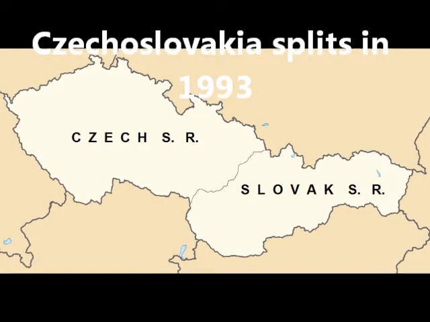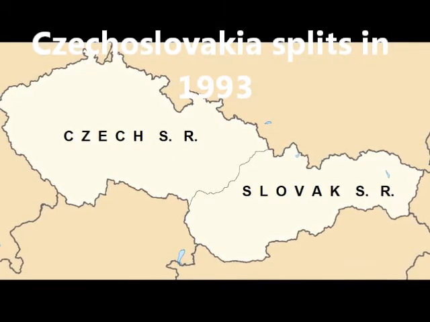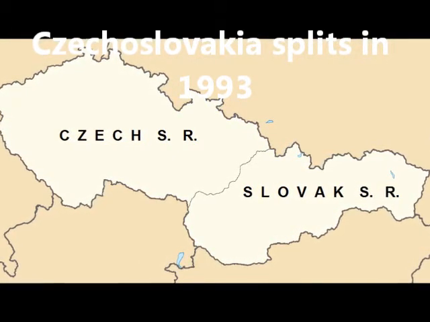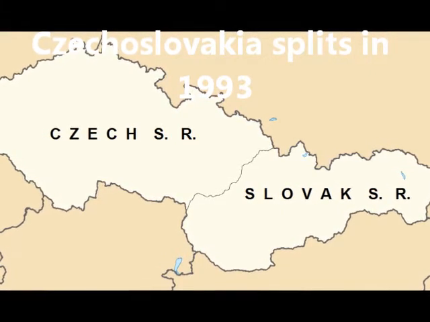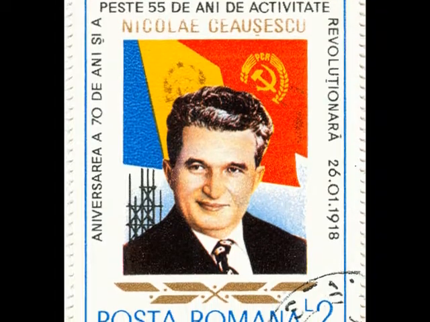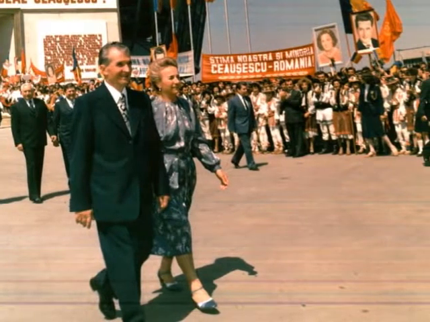Other former satellite nations also became democratic after the Cold War ended, including Czechoslovakia, which split into two separate nations by 1993 called Slovakia and the Czech Republic. In Romania, a totalitarian dictator named Nicolae Ceausescu was overthrown. He and his wife were executed on live TV. It was pretty shocking to see this on the nightly news, I recall.